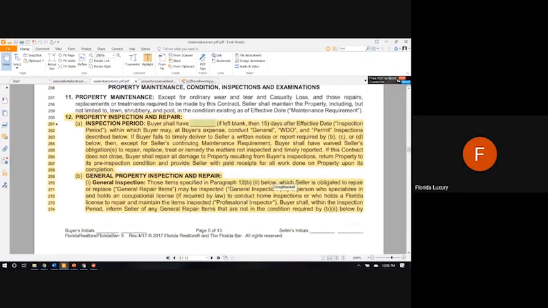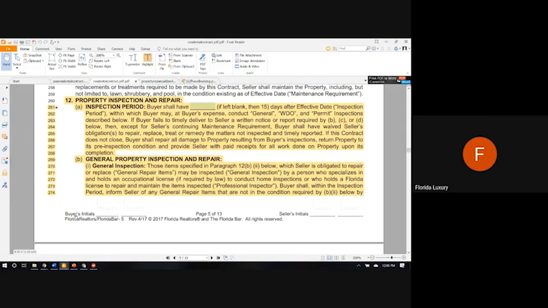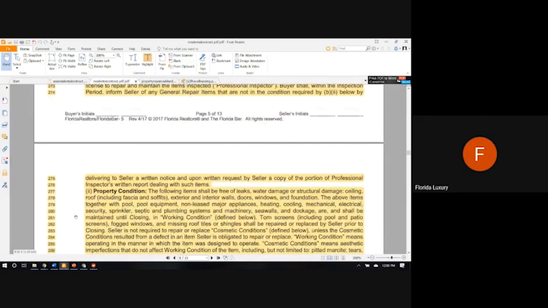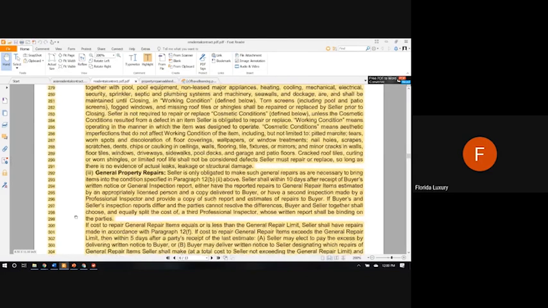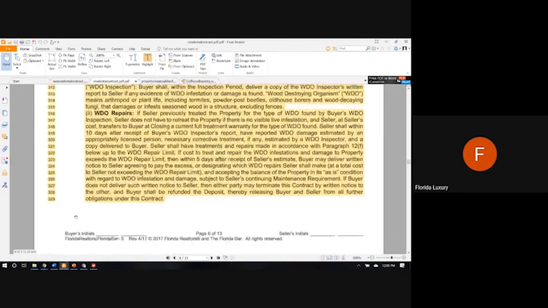When you get to inspections, the buyer has X number of days to perform those inspections, and then the items identified, which the seller is obligated to repair or replace up to the amount that they've agreed to, the seller will go through and do those. The buyer will, within the inspection period, inform the seller of any repair items that are not in the condition required by the lender typically, and then will request the seller to do it. Property condition, same thing. General property repairs. So there's a lot more in here because of the agreed-to amount of money. This quantifies what the seller would actually have to do.